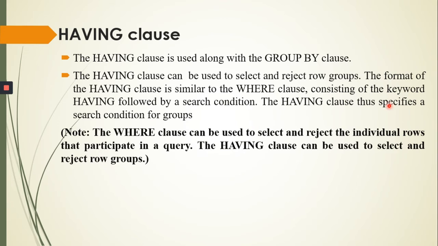The having clause thus specifies a search condition for the group. Note that the where clause can be used to select and reject the individual rows that participate in a query, while the having clause can be used to select and reject row groups. So if we want to select or reject some rows, we use having, and with having we have to provide some search condition. See the example.